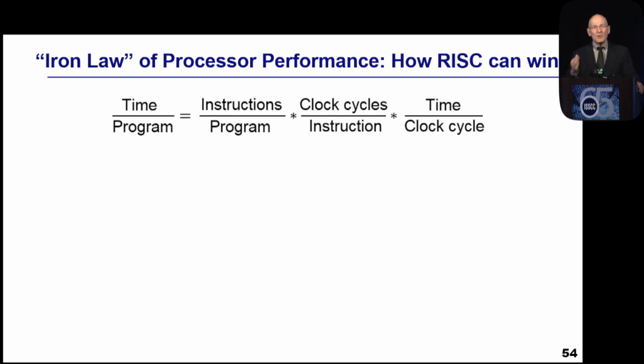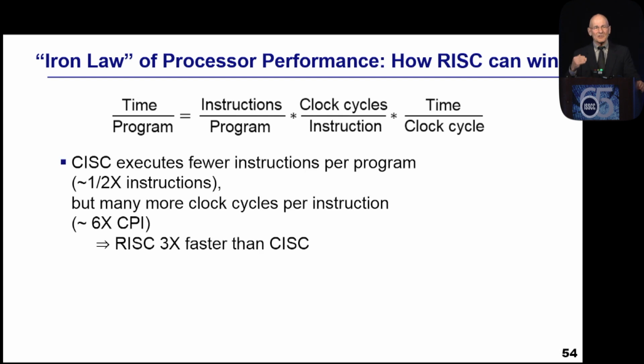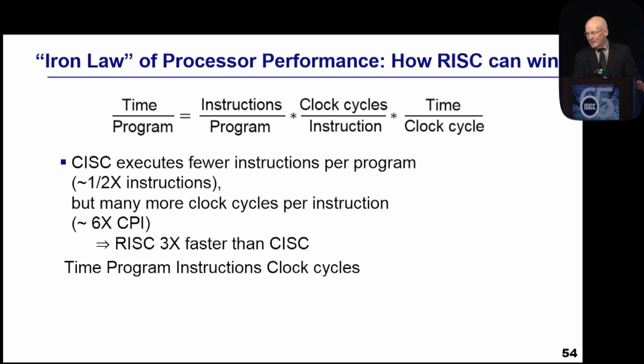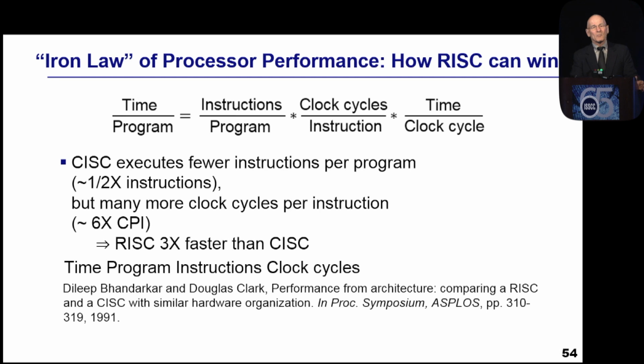Well, people noticed that with the RISC architectures with simple instructions, you have to execute more of them, so that seems like a bad idea. But DEC engineers, to their credit, a few years later published what the actual facts were: the CISC did, in fact, execute fewer instructions, maybe half as many, but the average number of clock cycles per instruction was about a factor of 6 bigger. So RISC was about a factor of 3 faster, and RISC architectures took off.